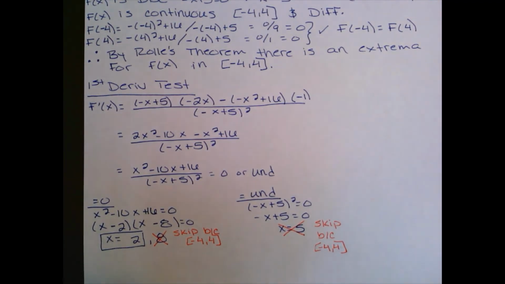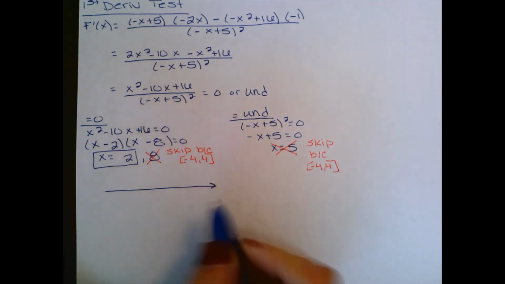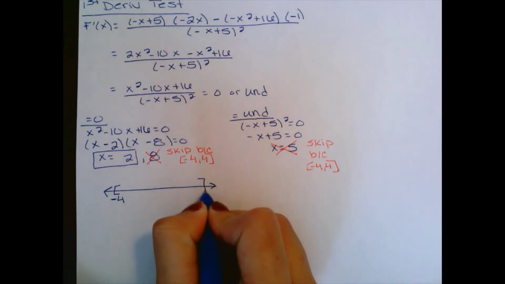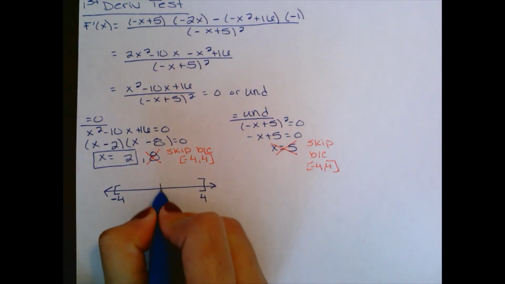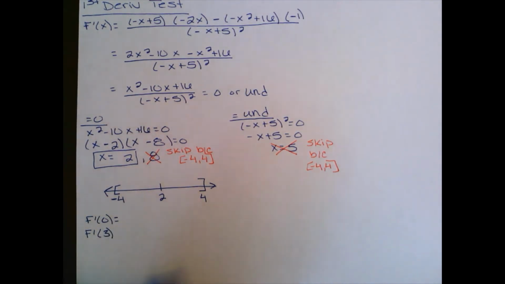So now my next step is to create my number line. Remember, this does have a closed interval from negative 4 to 4. The only of the three numbers that we found that fits in there is 2. Okay, I'm going to test an easy number before, which would be 0. And then I'll test an easy number after, which would be 3. If you would have picked here 1 or negative 1, same thing.